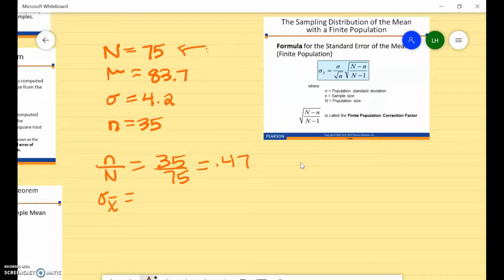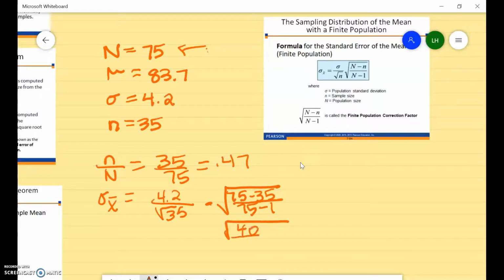So it's still the standard deviation divided by the square root of n. That part has not changed. But this is the extra part, times the square root of the population size minus the sample size over the population size minus 1. So that's going to be 40 divided by 74, and it's the square root of all of that.